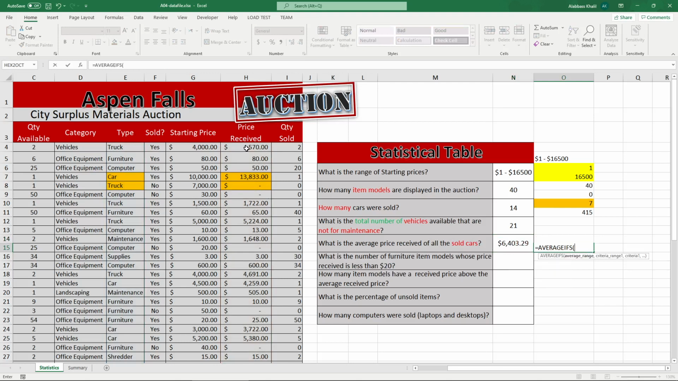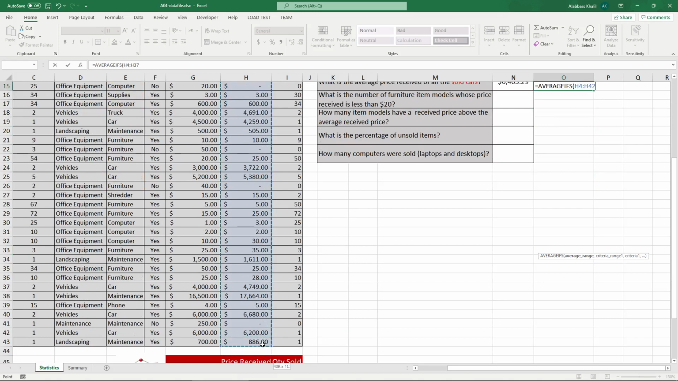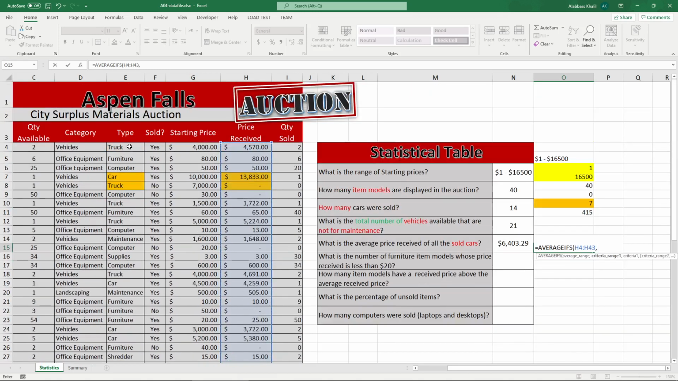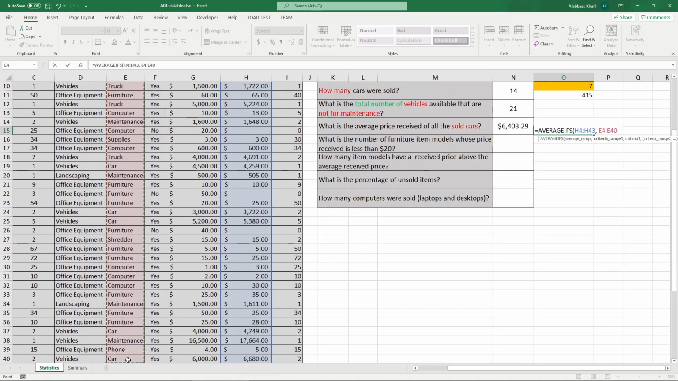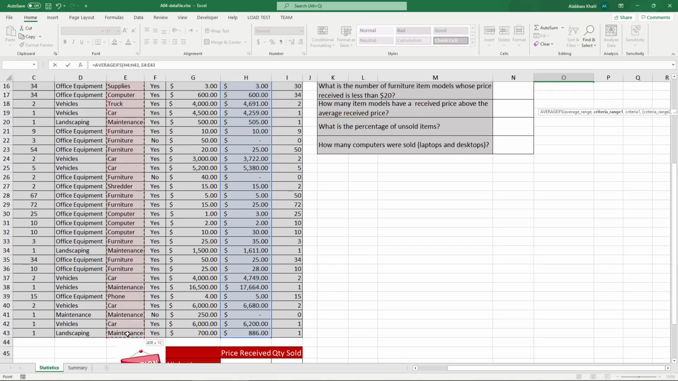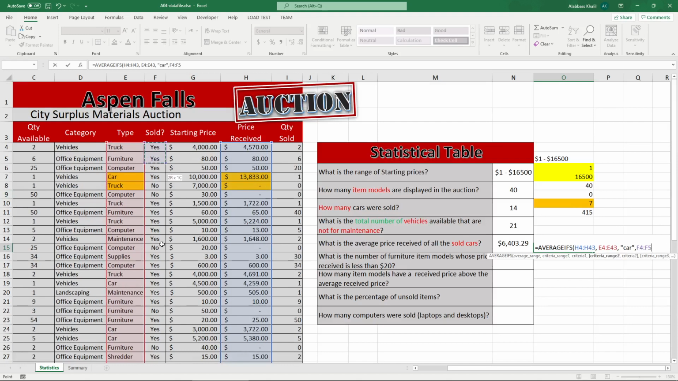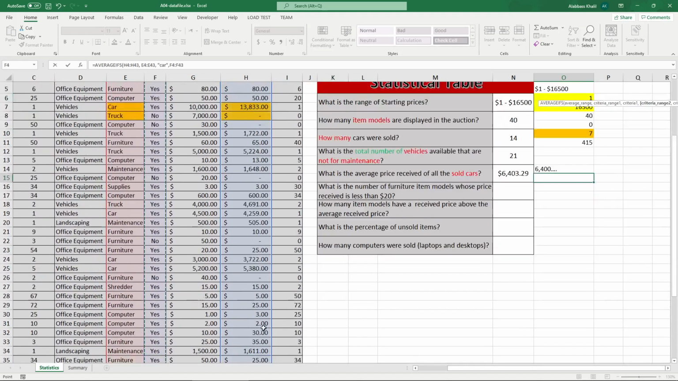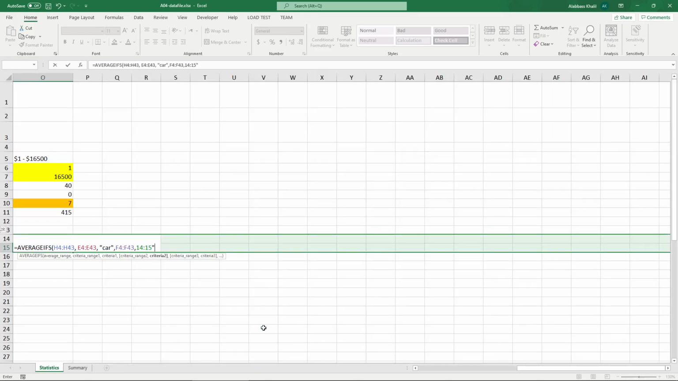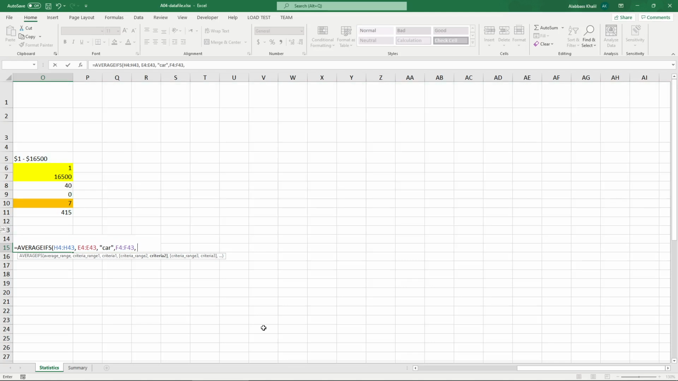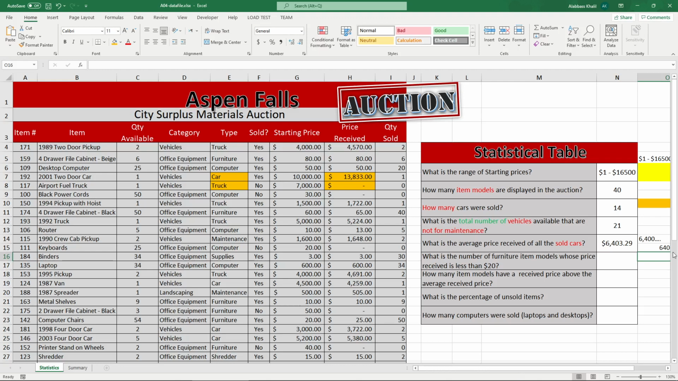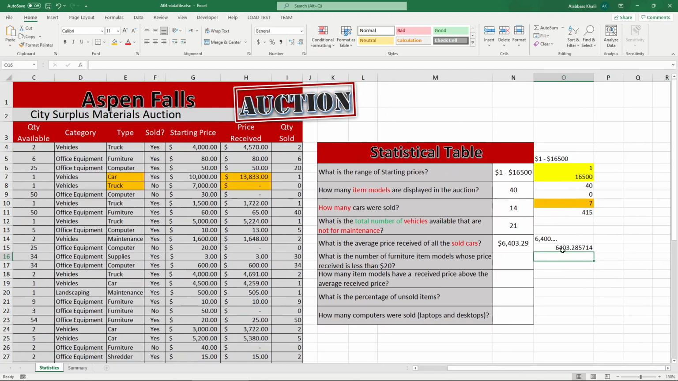And my average range is the price received. The criteria range is here. Has to be car. And then I have another range. Is it sold? I have to check if it's yes. So right here, yes. All right, I got this answer, and this is the correct one.